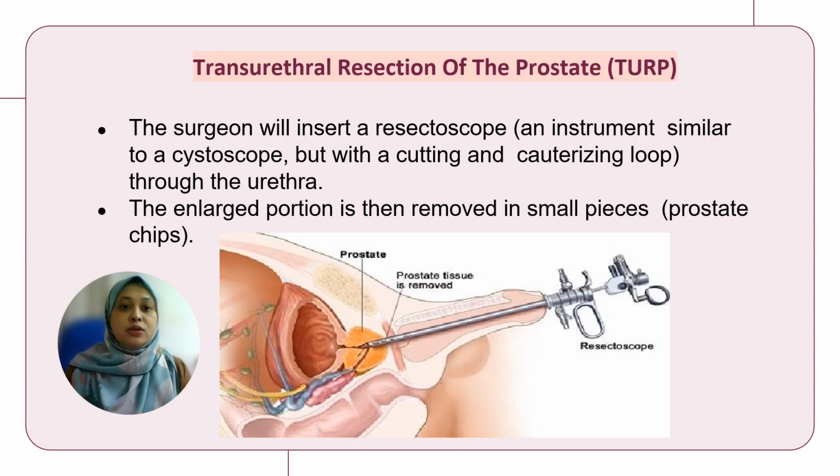As for the transurethral resection of the prostate (TURP), the surgeon will insert a resectoscope. As you can see in this picture, it's an instrument similar to a cystoscope but with a cutting and cauterizing loop through the urethra. The enlarged portion is then removed in small pieces. We call them prostate chips.